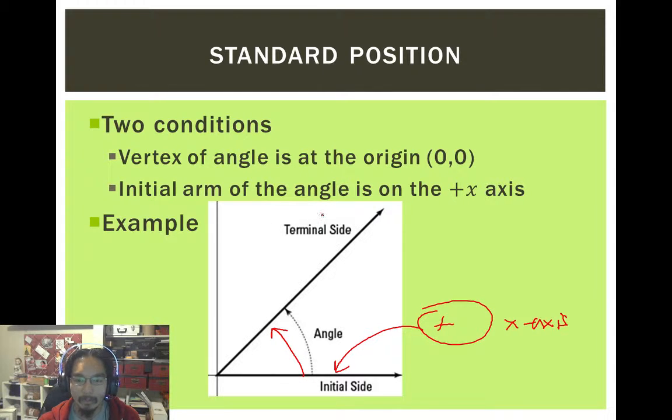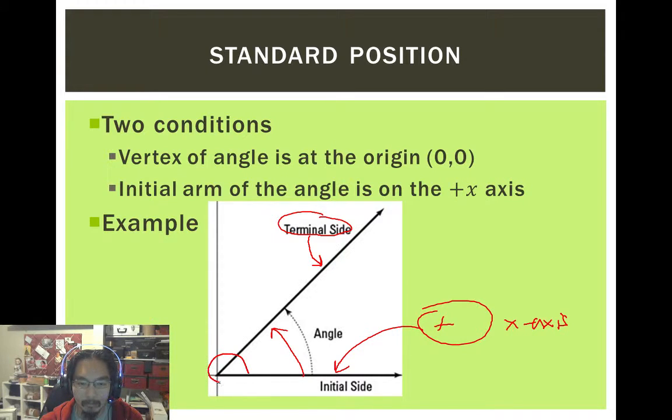Now, one new term that I haven't introduced yet is the terminal side. The terminal side is basically just the arm of the angle that you're measuring. As we covered yesterday, this angle only represents one of a possible infinite number of angles.